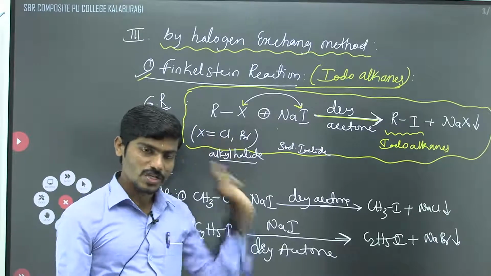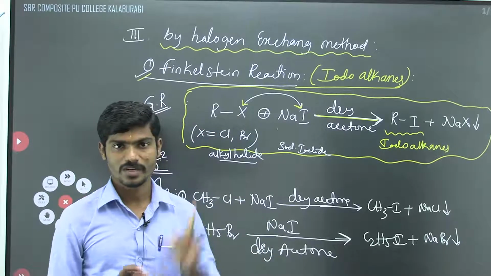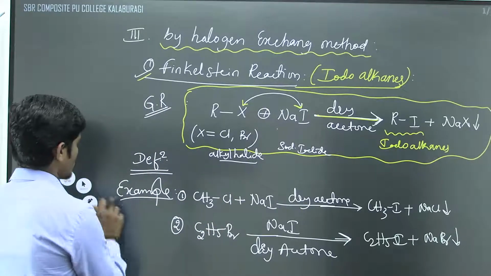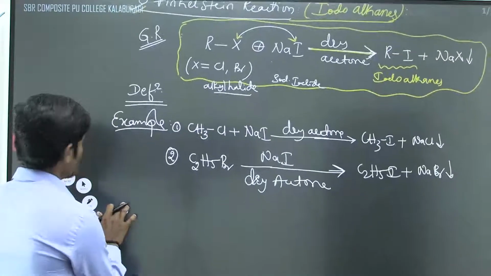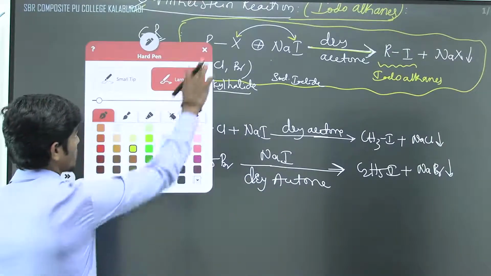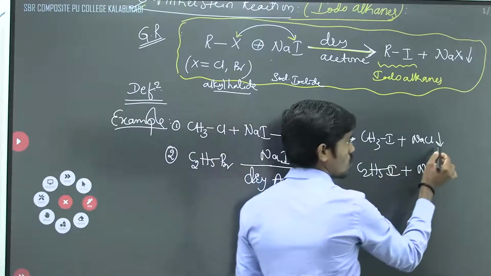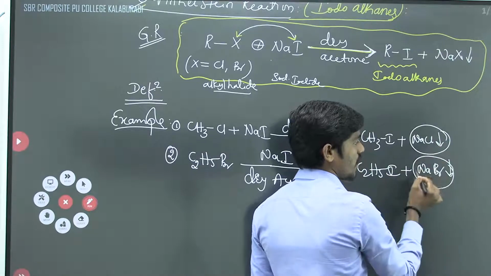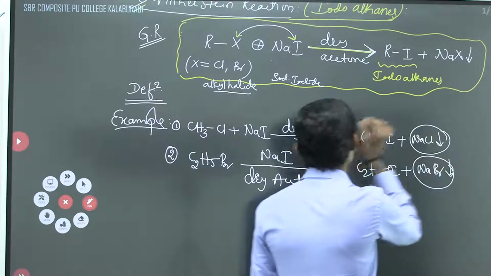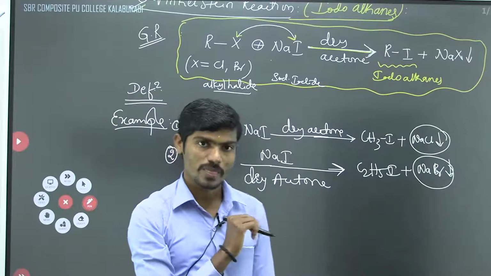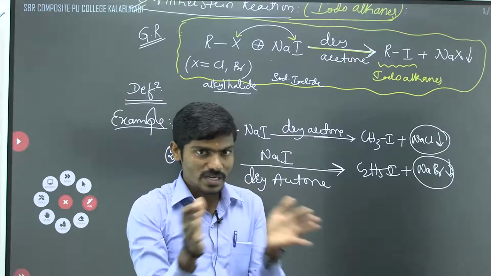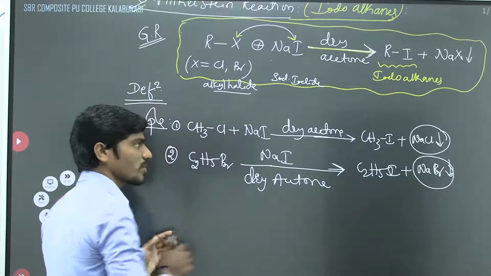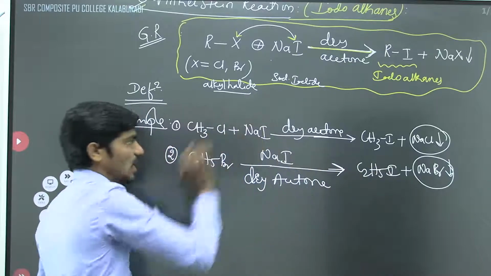Definition, general reaction, and example. So here, what happens when it is treated in the presence of dry acetone? These chloro and bromo salts, that is sodium chloride and sodium bromide, are less soluble in dry acetone. As a result, they get precipitated and can be separated. Its solubility is less, therefore we prefer this method for the preparation of iodoalkanes by the halogen exchange method.